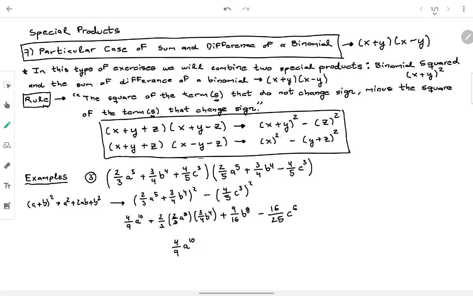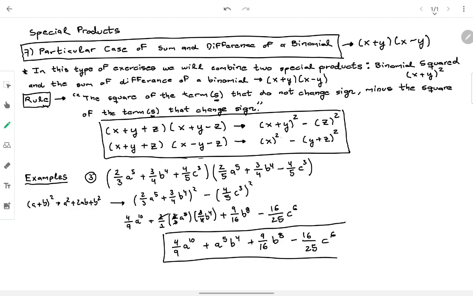Then here we can simplify 3 and 3, so it will be 2 times 2, it's 4. So we can simplify it, so it will be only plus a to the 5th b to the 4th plus 9 over 16 b to the 8th, and finally minus 16 over 25 c to the 6th. And this is going to be our final and correct answer. So let's see another example.